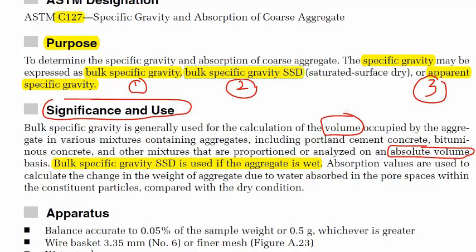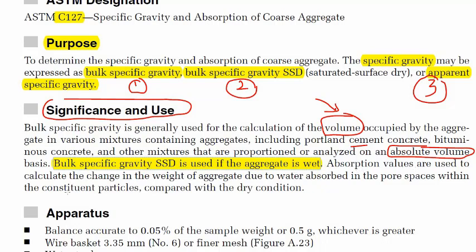So take care of the significance and use of this experiment and these types of specific gravity. Whenever do we want it? Volume. We want to calculate the volume occupied by the aggregate in different mixtures, including cement concrete, for example, bituminous concrete, and other mixtures that are proportioned or analyzed based on the absolute volume basis. Bulk specific gravity, SSD, is used if the aggregate is wet. So if we are going to use the bulk specific gravity, we use it when the aggregate is wet.